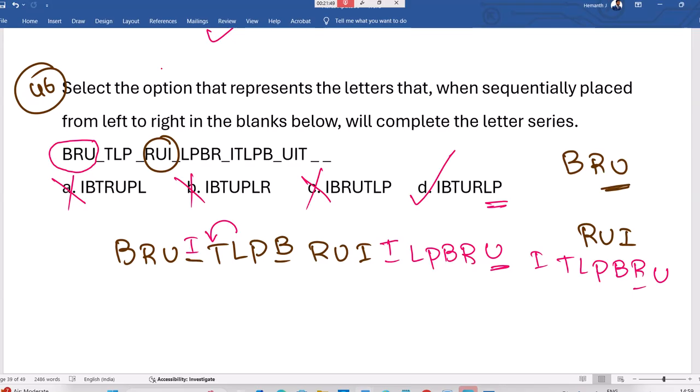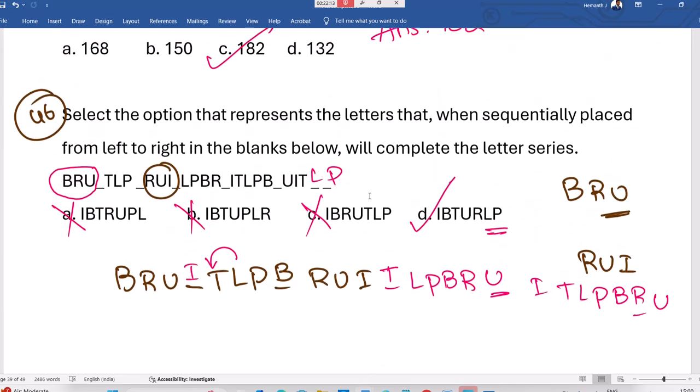IBTURLP. This should be L and P. Some word is repeated. They given the question that should repeat. That flow should continue. BRU they mentioned. So wherever BR, after that U. Wherever R, before that B. It keeps repeating, repetition required. If you keep going, that's what the answer. IBTURLP. Next, one more question.